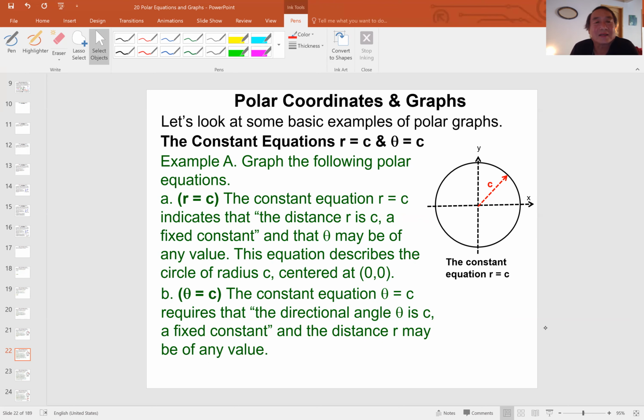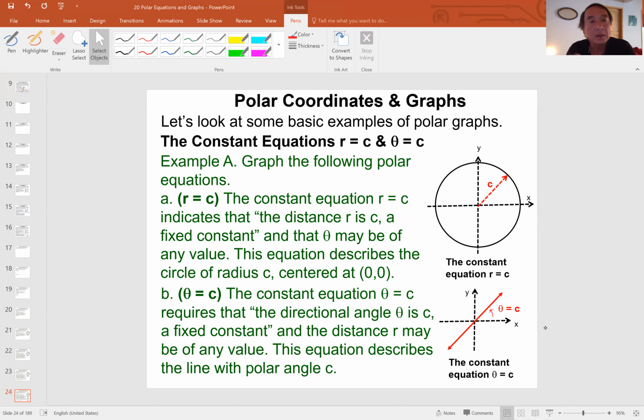How about theta is a constant? Theta is the angle. If theta is constant, that means the angle doesn't change. You say, how about the distance? How far is the point in the theta direction? It could be any distance. So you get an entire line making the angle theta with the x-axis.